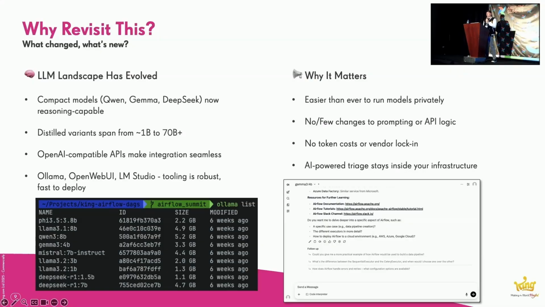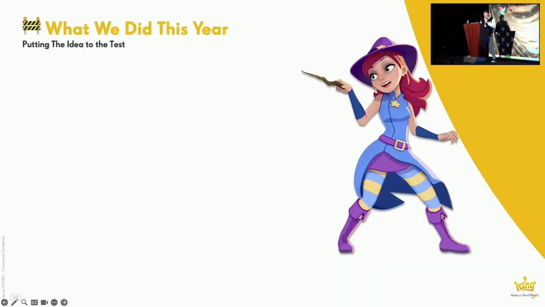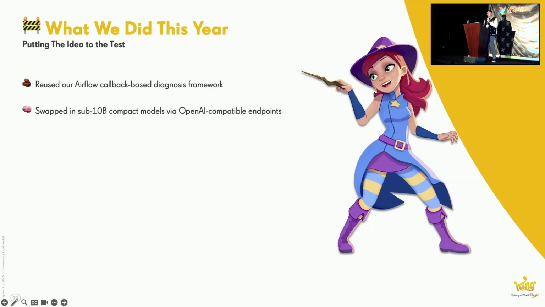I guess it's that shift in capability and control which made this worth revisiting. So what did we do this year? Well, we didn't need to reinvent everything. We reused our callback-based diagnosis framework for this. But in addition to the GPT models, I decided to add in a selection of quite small, sub-10 billion parameter models I could run essentially on my laptop here. Because they exposed the OpenAI compatible endpoints, we didn't really have to do much rework, and we used Ollama and OpenWebUI to serve these models.